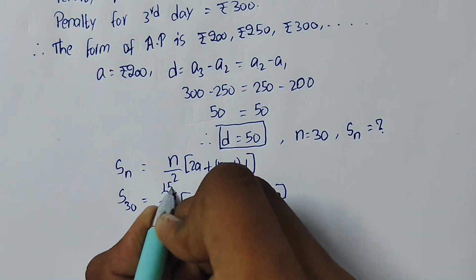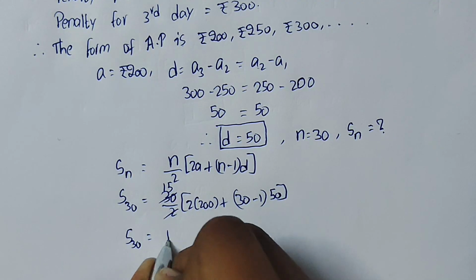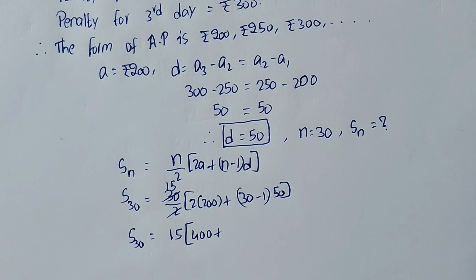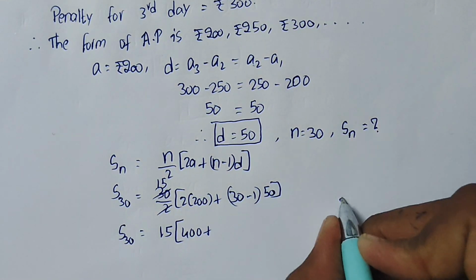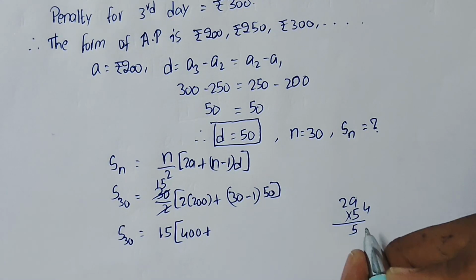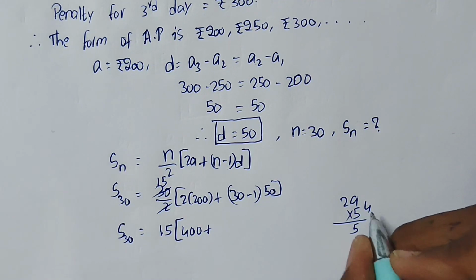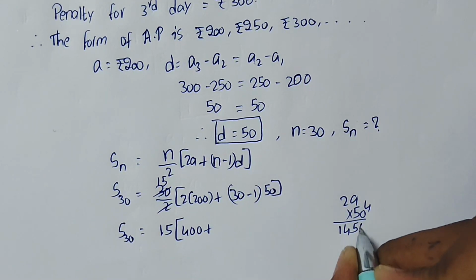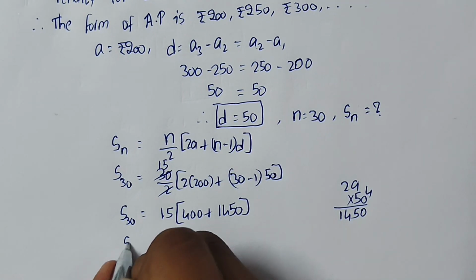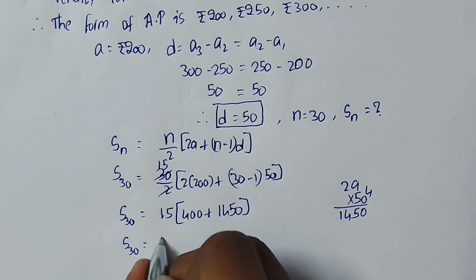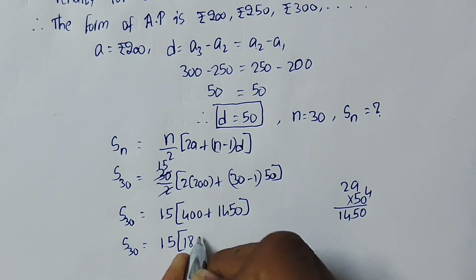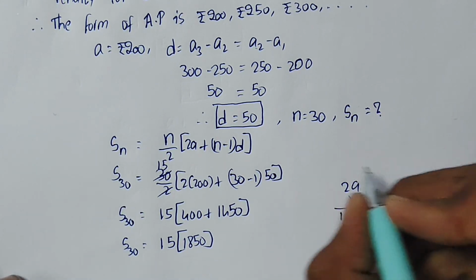So 2 ones are 2, 15 twos are 30. So the sum of 30 days is equal to 15 into 2 into 200, 400, plus 30 minus 1 means 29. 29 times 50 means 29 into 5. 9 fives are 45. 5 twos are 10. 10 plus 4 is 14. There is 0, so we have to keep 0. 1450. So the sum of 30 days money is equal to 15 into 1450 plus 400, which is 1850. So let us multiply these both.